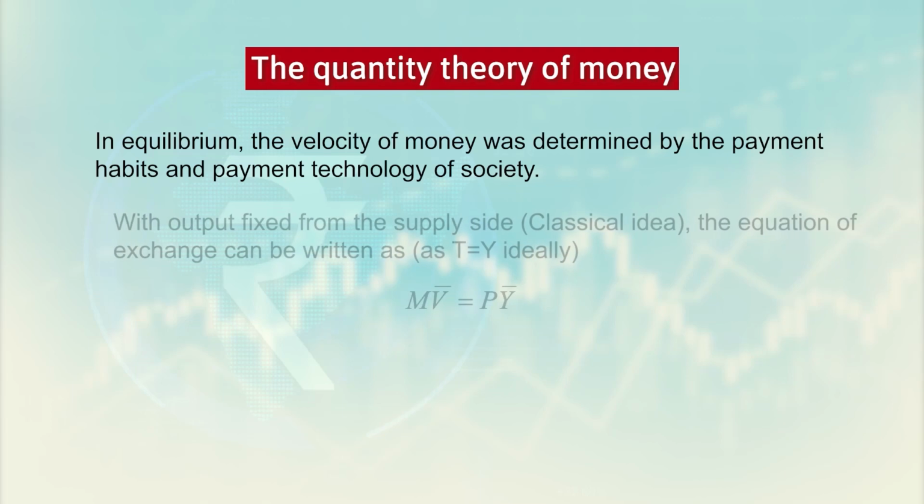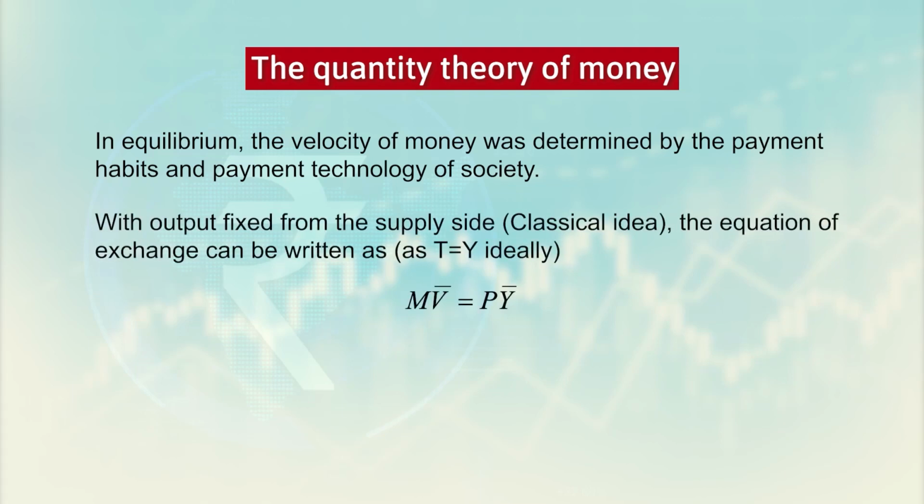If I look at this equation, M V-bar is equal to P Y-bar, what comes to our mind is that if the money supply, M, remains the same and the total income or total output in the economy, given by Y, remains the same.